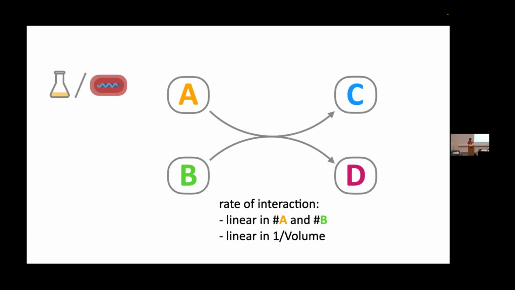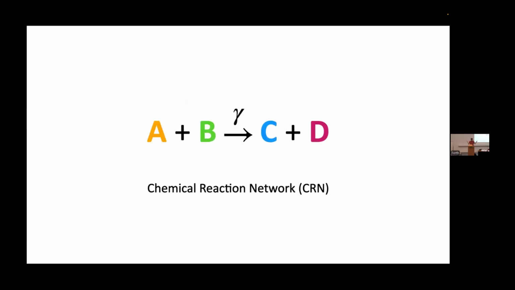And the reasoning that we just made is that this rate of interaction, lambda, should be linear in the number of A's and the number of B's, and it should be linear in one by the volume, or the area in our case. Yeah, and then you can write it down formally. This is how those things are written down. So A plus B gives C plus D with a parameter gamma here, and this parameter gamma encodes a few things. In particular, it encodes how fast they're going and how likely they are to react once they meet each other.